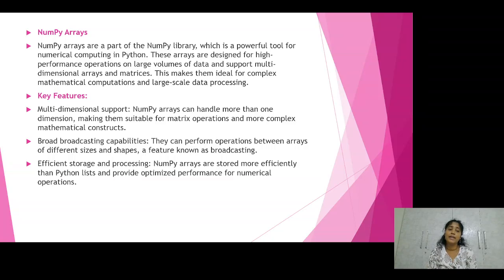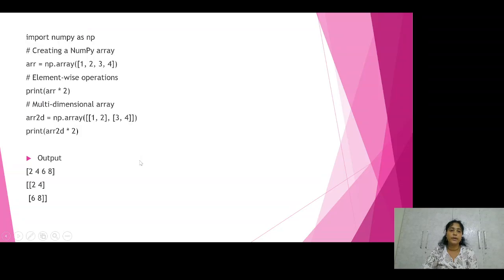The key features are multi-dimensional support. NumPy arrays can handle more than one dimension, making them suitable for matrix operations and more complex mathematical computations. Broadcasting capabilities: they can perform operations between arrays of different sizes and shapes, known as broadcasting. And efficient storage and processing. NumPy arrays are stored more efficiently than Python lists and provide optimized performance for numerical operations. These are the main key features: multidimensional support, broadcasting, and efficient storage and processing in NumPy arrays.